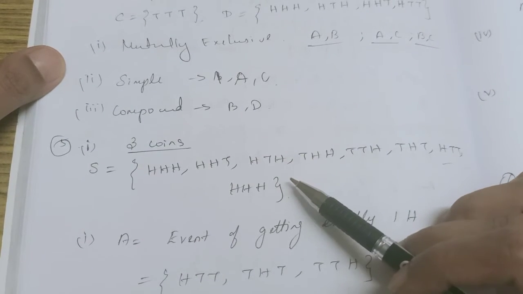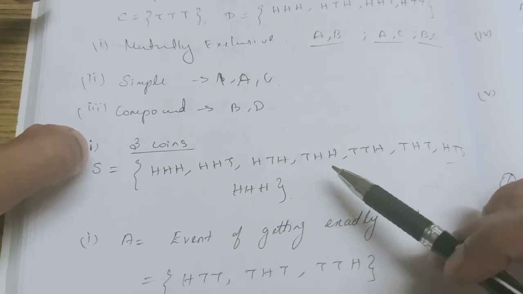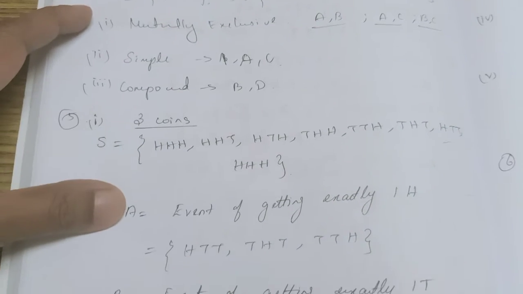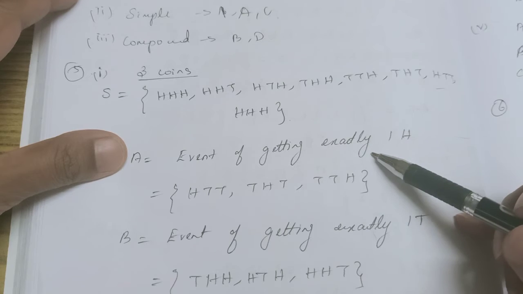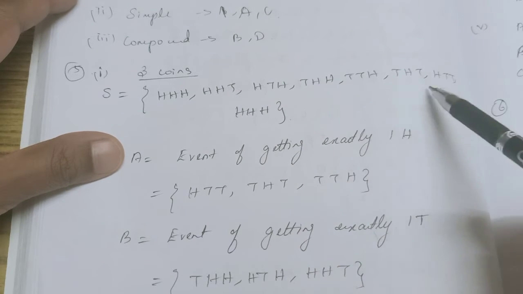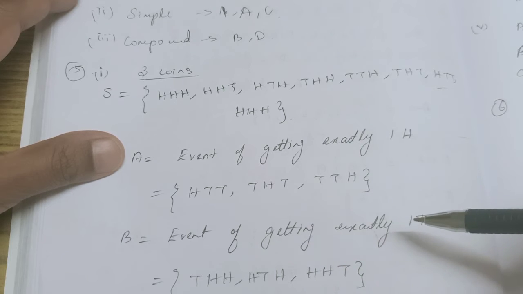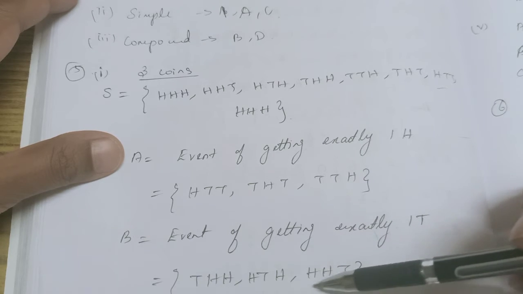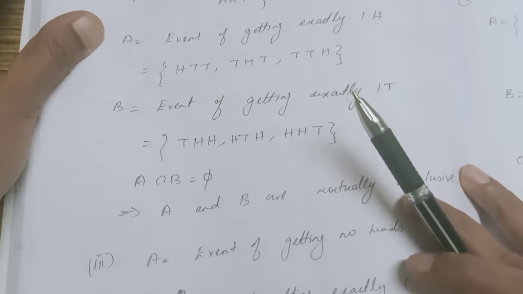The next question also, you are throwing 3 coins. So I have written the same sample space. A is the event of getting exactly 1 head. So we have to write all the outcomes where there is only 1 head, these 3. And B is the event of getting exactly 1 tail. So write the outcomes where you have exactly 1 tail.